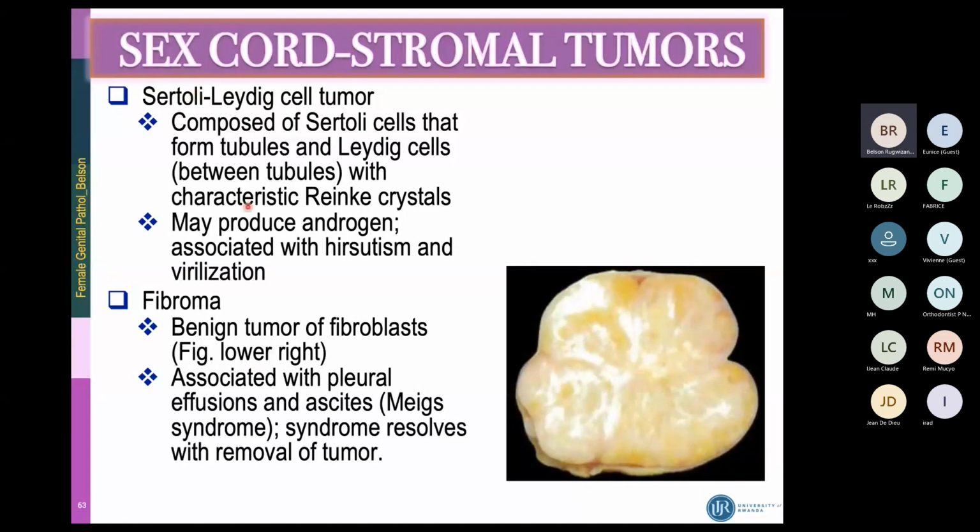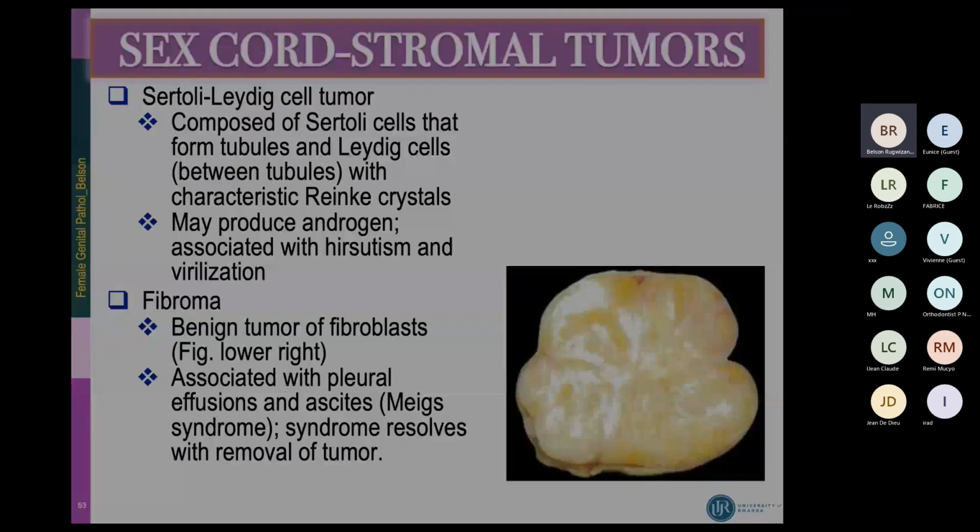So we have a fibroma, just a proliferation of fibroblasts. Usually it is a firm, large mass without hemorrhage, no necrosis. But its problem is that people tend to have pleural effusion and peritoneal effusion, or ascites. So that is called Meigs syndrome. But when you remove the tumor, the ascites and the effusion will disappear. So if you see a person with fluid around the lungs and in the peritoneal cavity and an ovarian tumor, you can think it is a cancer, but it is not. It just happens like that.